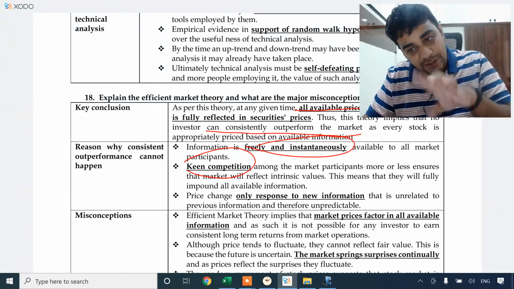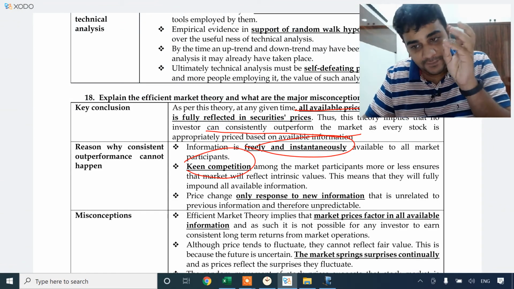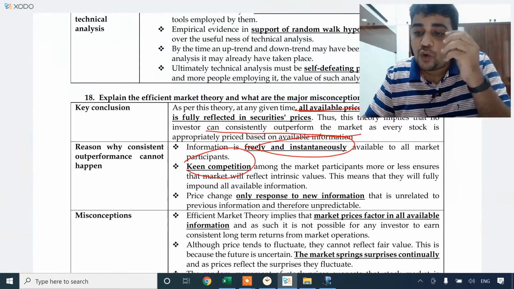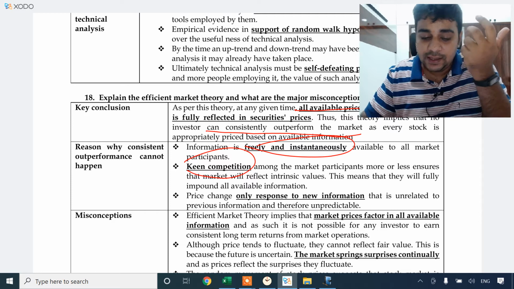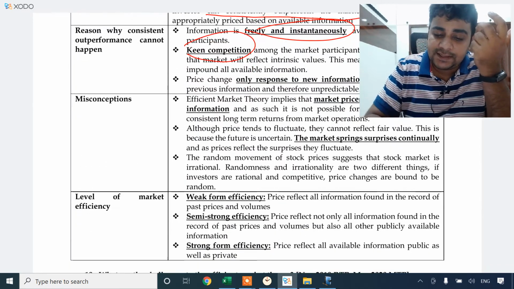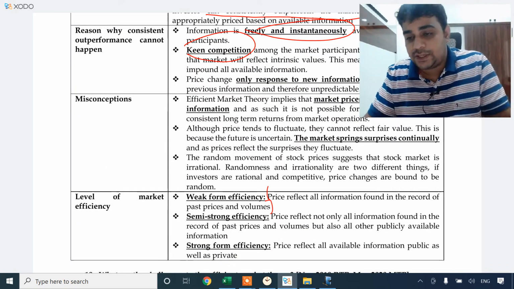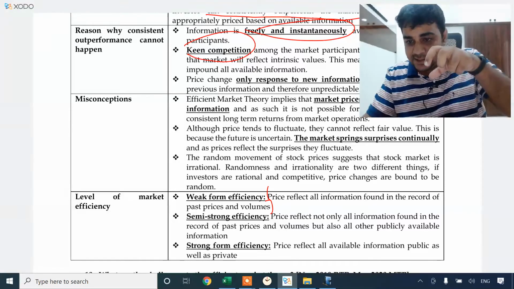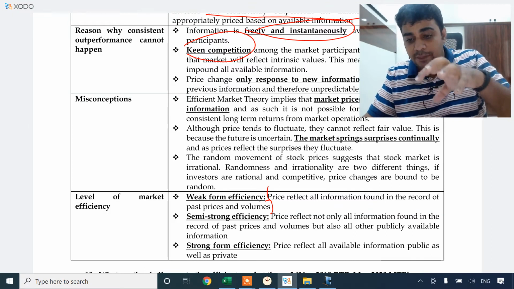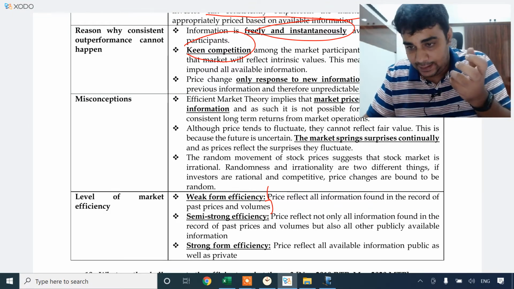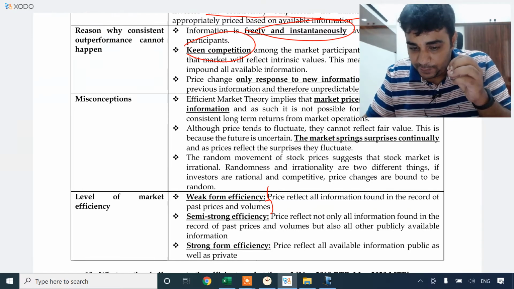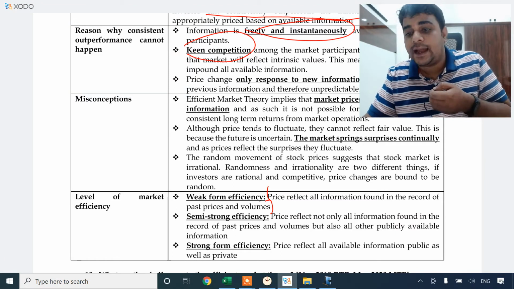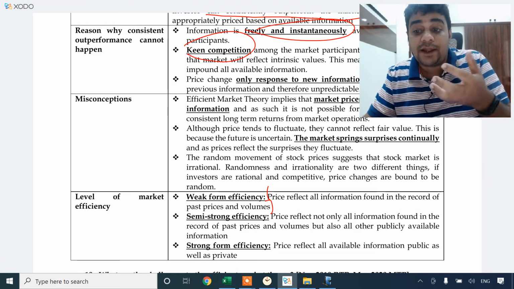But even in the efficient market, there are three forms: weak, semi-strong and strong. Weak form is what would be prevalent many a time. Under a weak form, the price is going to reflect all the information found in the record of past prices and volumes. The prices reflect information which is more of past historical data. But current data, such as some results about to be declared, is not reflected in the market.